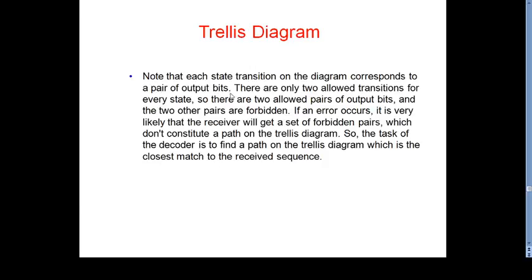Note each state transition on the diagram corresponds to a pair of output bits. There are only 2 allowed transitions for every state. So there are only 2 allowed pairs of output bits and the 2 other pairs are forbidden. If an error occurs, it is very likely that the receiver will get forbidden pairs, which don't constitute a path in the trellis diagram. So the task of the decoder is to find the path in the trellis diagram which is the closest match to the received sequence.